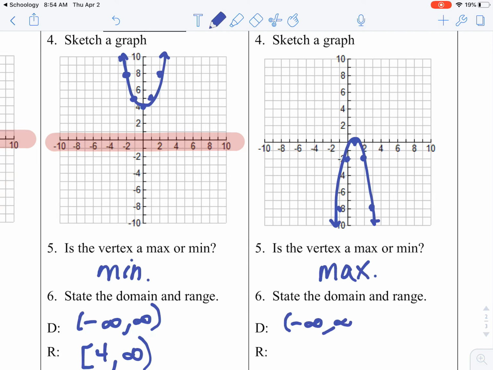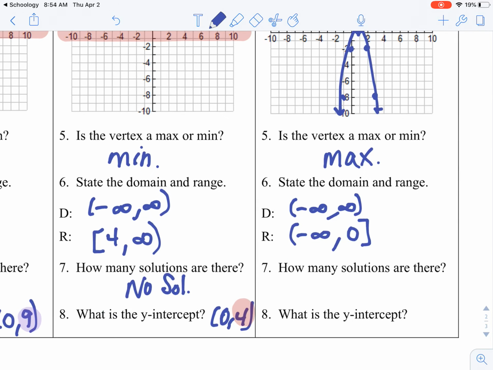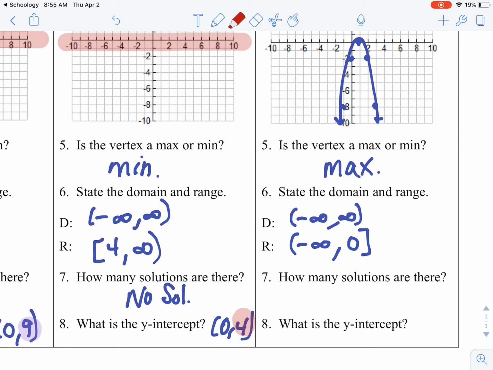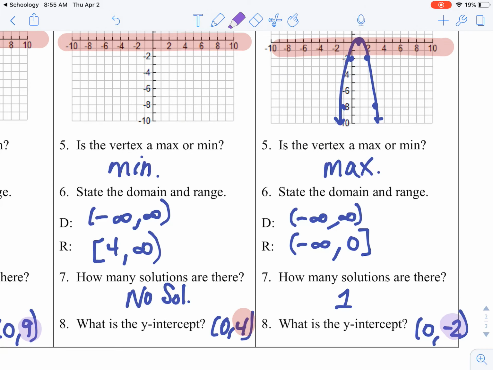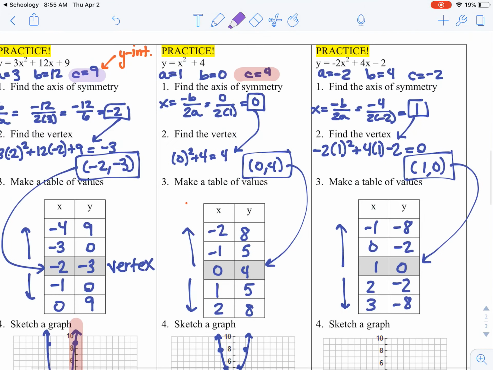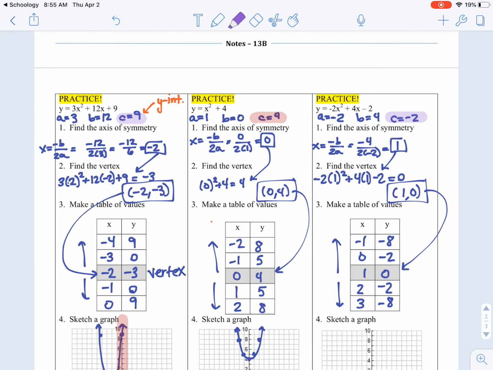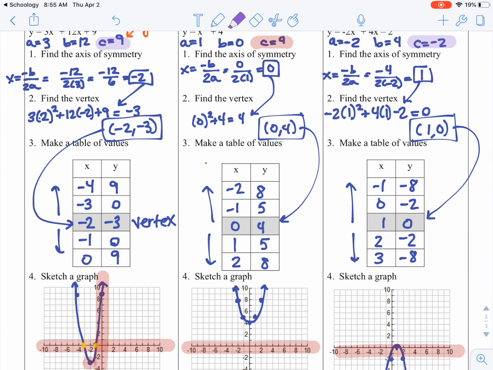My domain is still -infinity to infinity. My range is my lowest y value, -infinity, to my highest, 0. And how many solutions? I'm looking at how many times this graph crosses or touches my x-axis, and that is once. And my y-intercept is going to be 0, -2. Again, let's just connect that -2 is the same as the c value from my original equation.